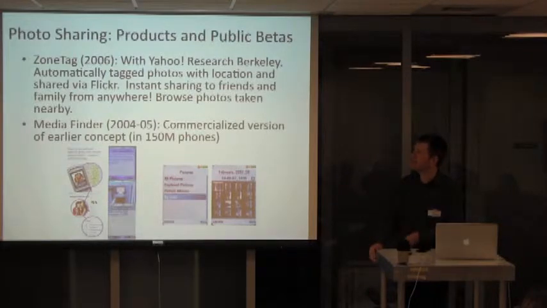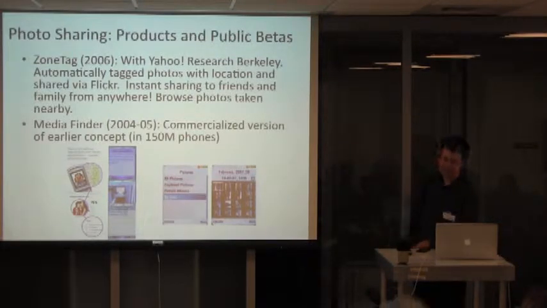So we had a public beta that we did with Yahoo called ZoneTag, and this was launched in 2006, and it allowed you, on any feature phone out there, on the Razr, on the Sliver, any J2ME-enabled device, to take a photo and automatically tag it with the city, state, and zip code where you were. And it used the cell ID, the cell tower that your phone was talking to, to get the location. So you didn't need a device with GPS at the time.